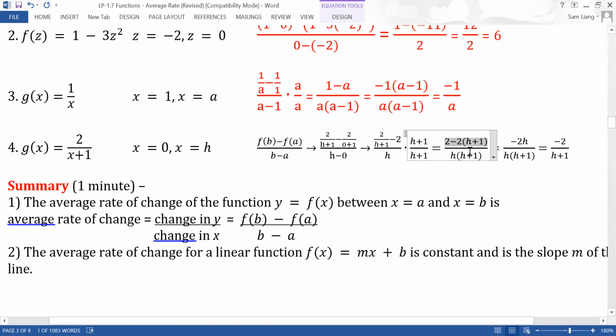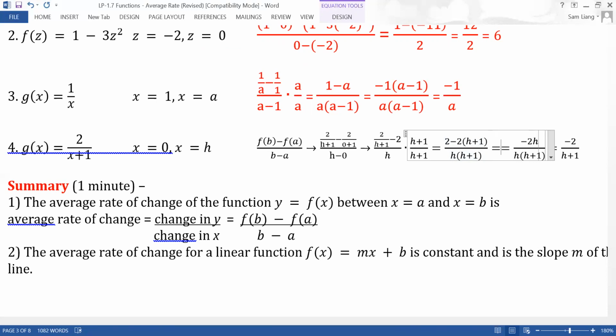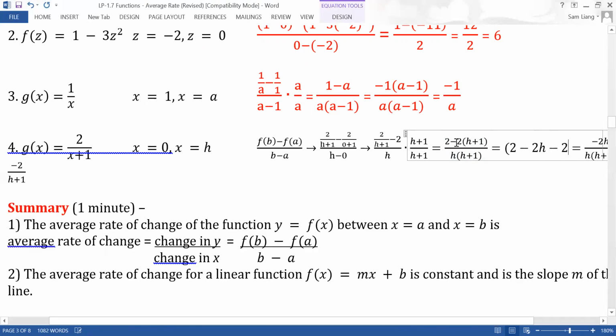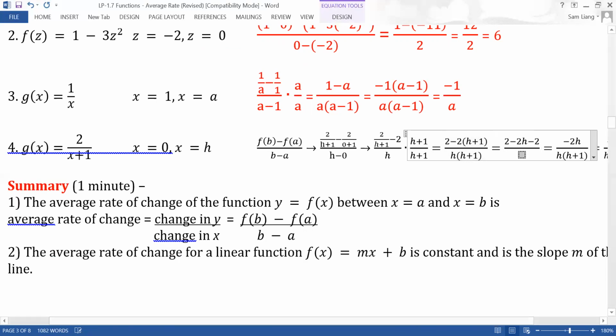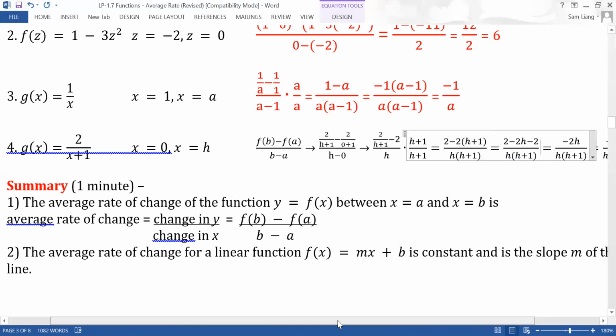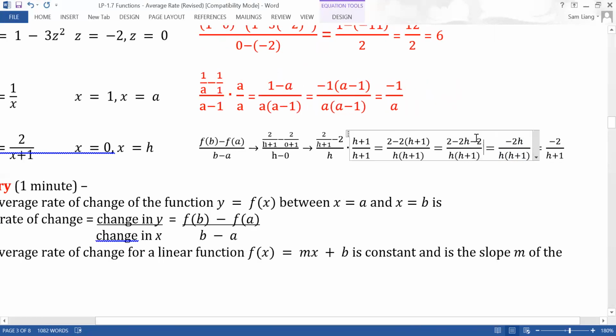Okay, now we just distribute 2 minus 2h minus 2. Okay, and then a bit more of the math here just to show you. 2 minus 2h minus 2, right? That's what we get here, right? 2 minus 2h minus 2 divided by h plus 1. Okay, and then 2 minus 2 is 0, right? So you're just going to be left with -2h.